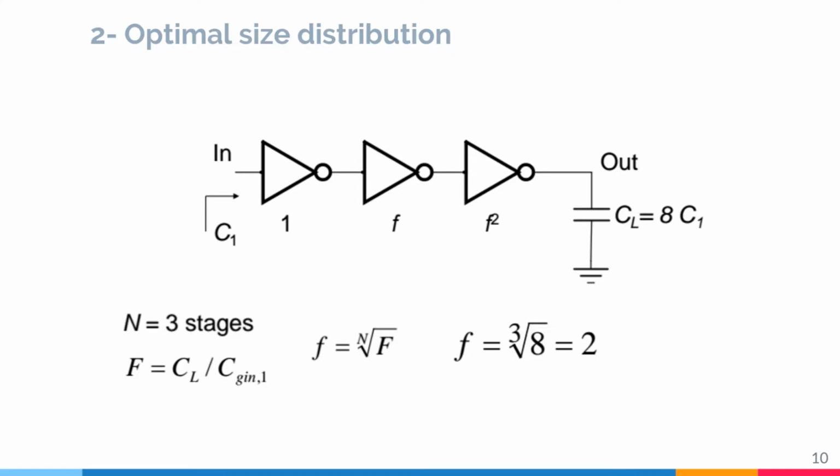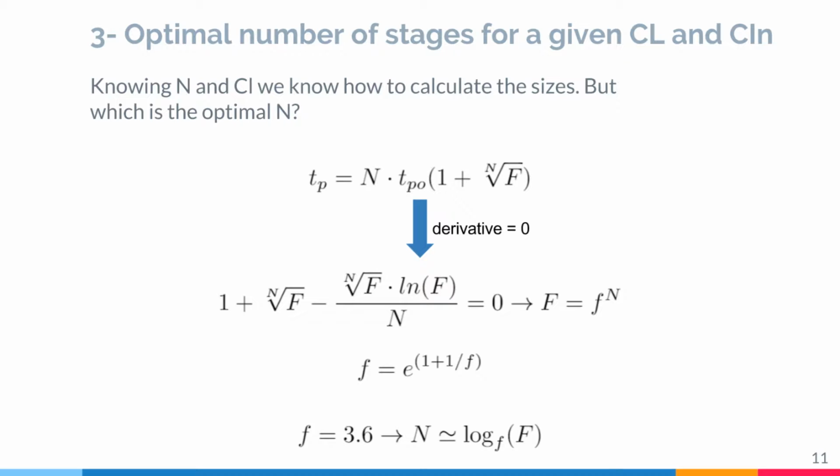And now that we are able to compute all the capacitance distributions, we have to learn how to compute the optimal number of stages. At this point, we know how to get the proper size distribution of a chain of inverters if we know the number of stages, the loading capacitance, and the input capacitance. But is there any number of stages that leads to the minimum delay?